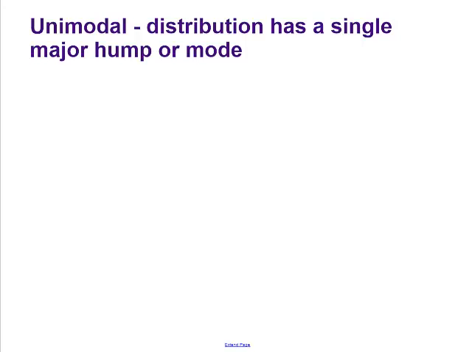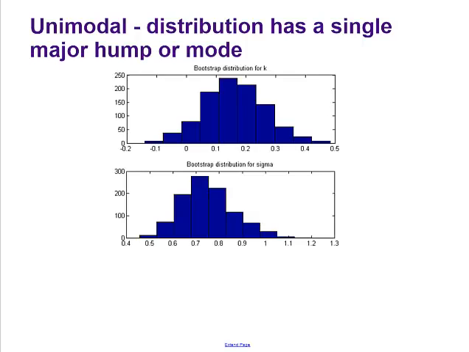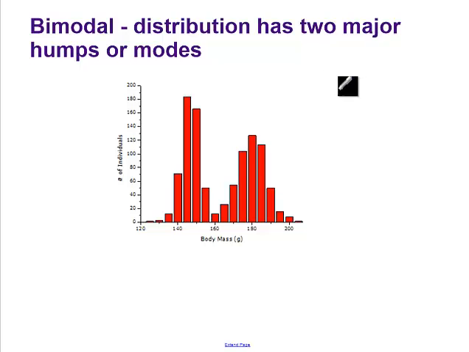Unimodal distribution has a single major hump or mode. So if we look right here at this top one, we have one hump, so we would have one mode here. And at this one again, one hump, so one mode. Bimodal distributions have two major humps or modes. An example of a graph that looks like that is right here. We have two major humps, and we call this bimodal.